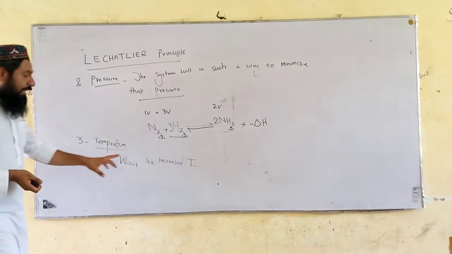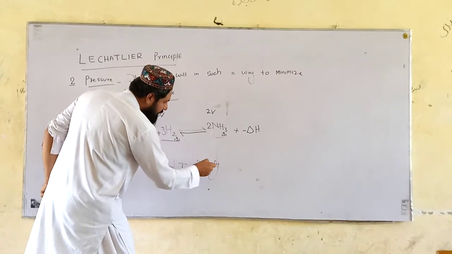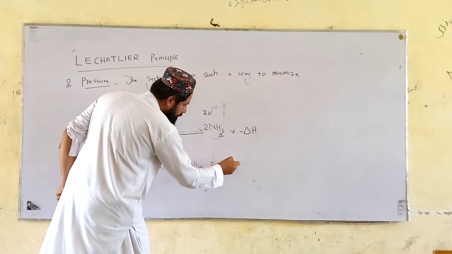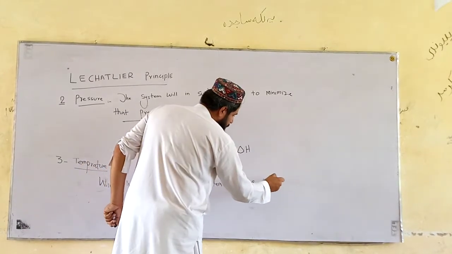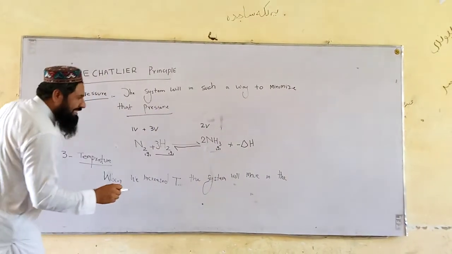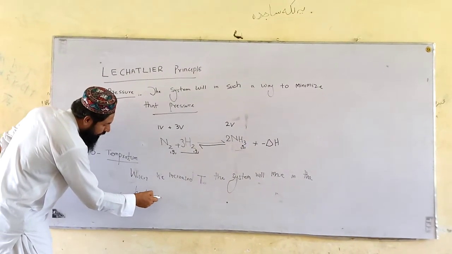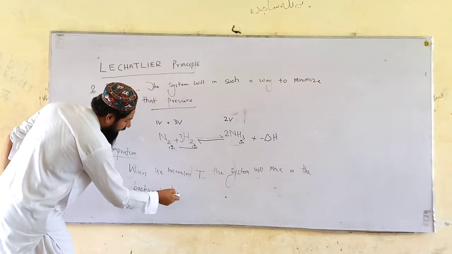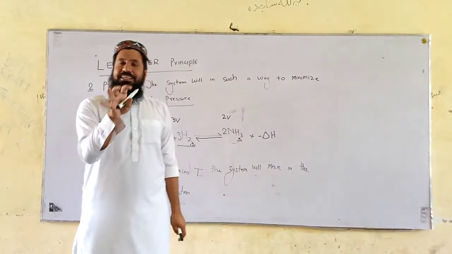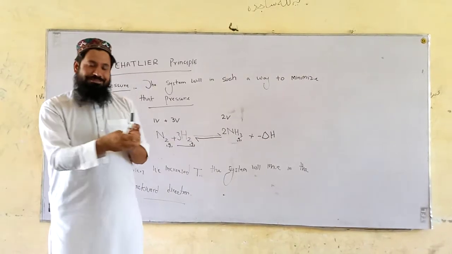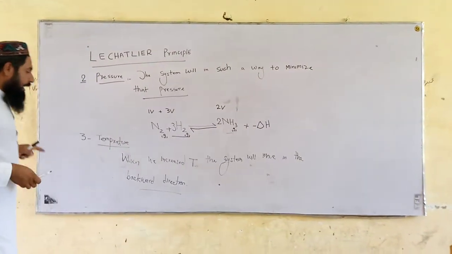When we increase the temperature, the system will move in the backward direction. Why in the backward direction? Because in the backward direction the heat that we have increased is used, and the system will again acquire equilibrium.